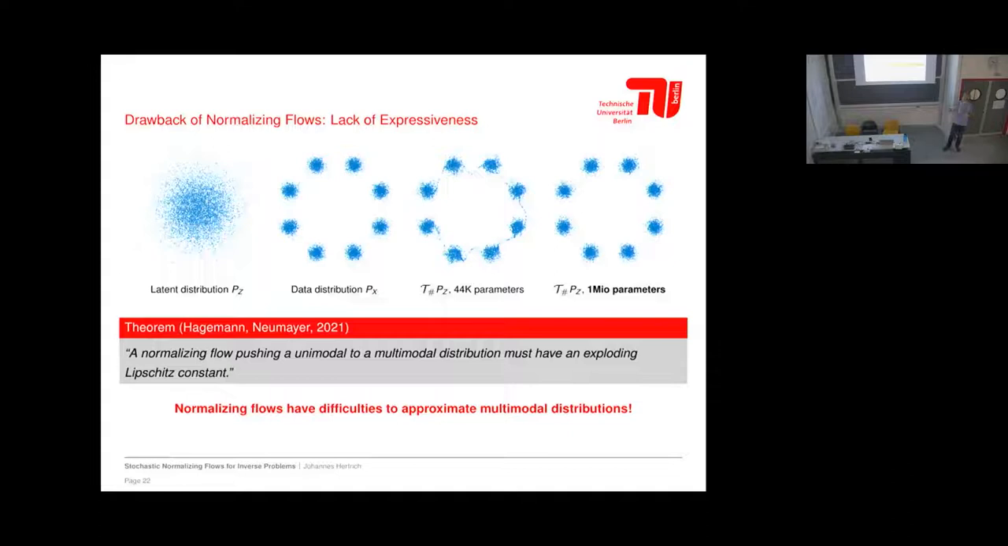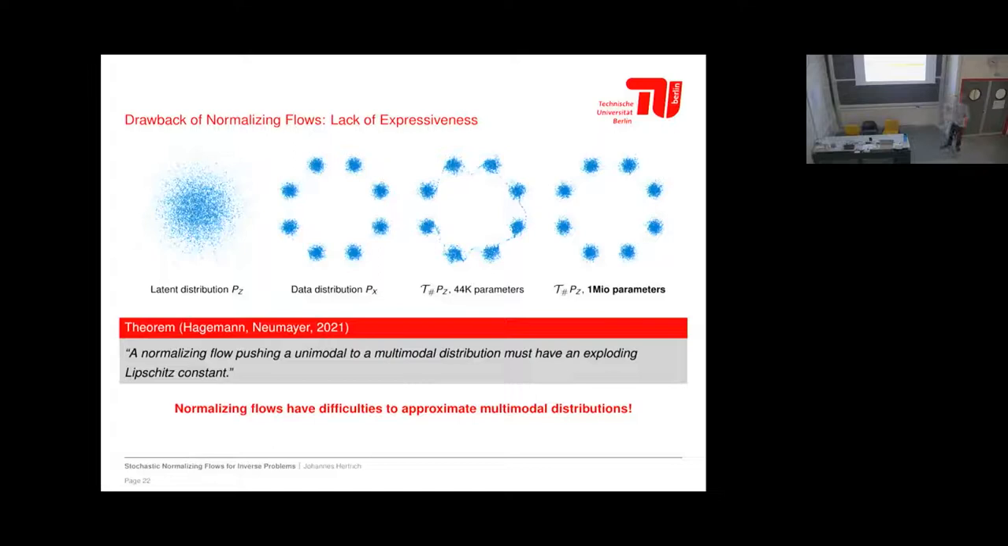And in fact, one can also quantify this theoretically. I didn't write the exact theorem here, but it's a result by Paul Hagemann and Sebastian Neumeier, which says roughly: if I train a normalizing flow from a unimodal distribution to a multimodal distribution, then the Lipschitz constant of this flow has to explode. And as we know that learning neural networks with large Lipschitz constants is really hard, we obtain that normalizing flows have difficulties to approximate multimodal distributions, which is a problem.